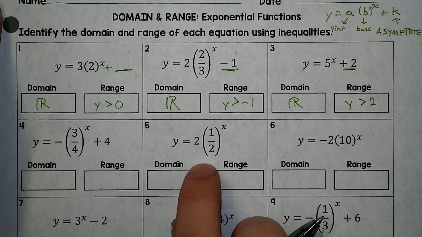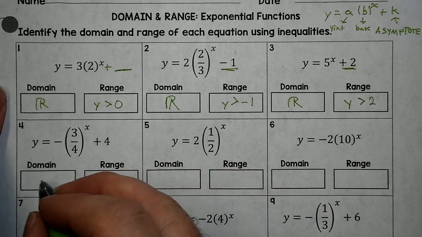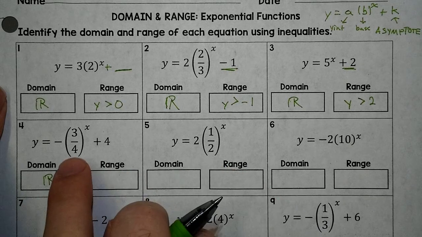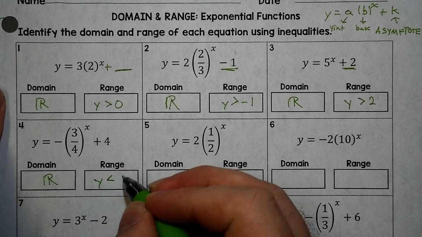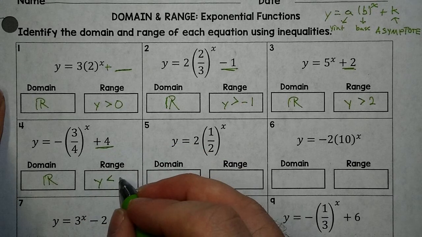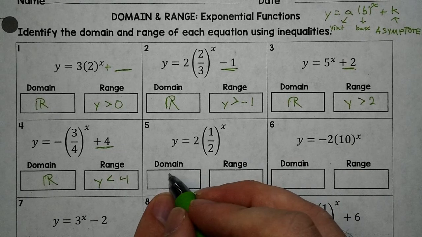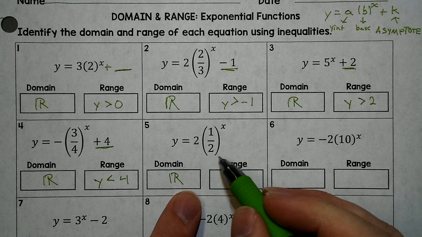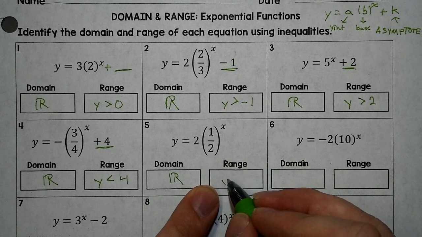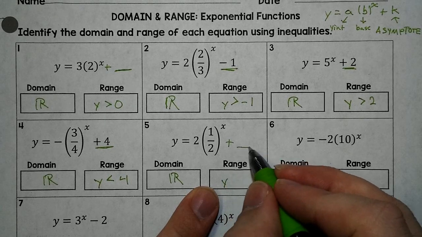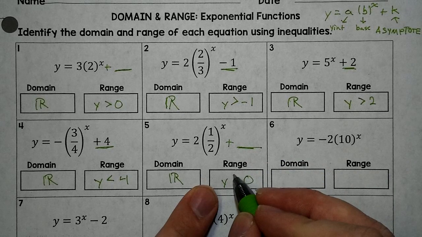Let's try 4, 5, and 6. 4, domain, still all real numbers. This one is a negative, so this is going to be y's are less than our asymptote, which in this case was positive 4. Number 5, domain, still all real numbers. Range, well, it's positive, so we're comparing our y's to this plus k, which is nothing, so we're comparing it to 0. Since it's positive, they're above.